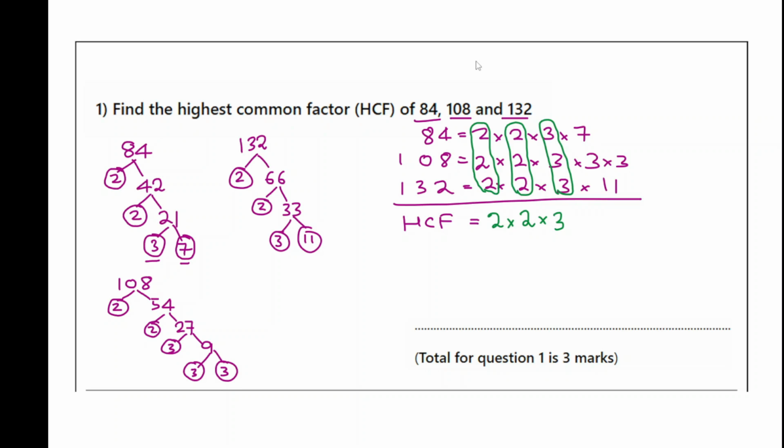So I'm just going to multiply these 3 numbers. Now 2 times 2 is 4. 4 times 3, 12. That is the highest common factor of the 3 numbers.